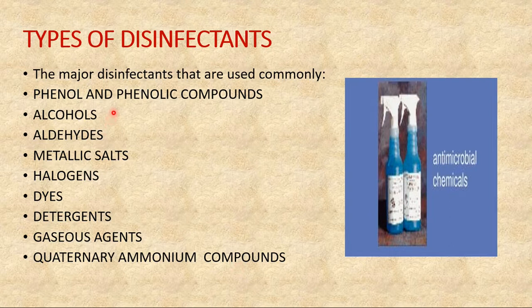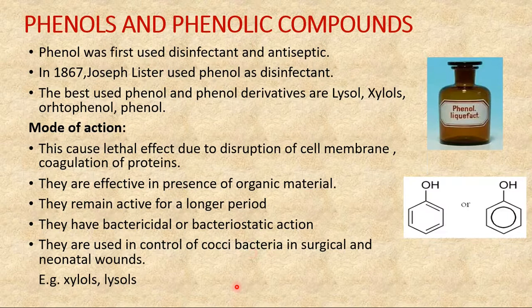Next, moving to the different types of disinfectants. Here is the list of disinfectants that we are going to discuss in detail one by one. The major disinfectants that are commonly used are: number one, phenol and phenolic compounds, then alcohols, aldehydes, metallic salts, halogens, dyes, detergents, gaseous agents, and finally quaternary ammonium compounds. Let's see the first one, phenol and phenolic compounds.